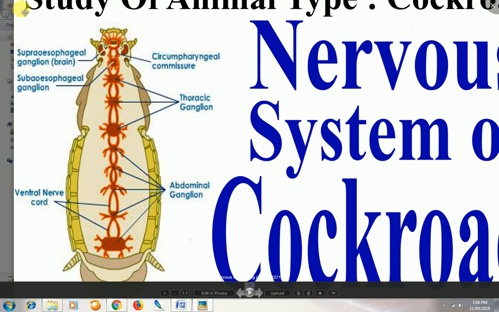Central nervous system 3 parts mein divided hai, supra oesophageal ganglion, sub oesophageal ganglion and circum oesophageal ganglion. Usme jo supra oesophageal ganglion hai, ise hum main brain kehte hain. It is considered as the main brain of a cockroach, because ye 3 part mein divided hai. Supra oesophageal oesophagus ke upar hai, sub oesophageal oesophagus ke niche hai, aur circum oesophageal ekdam center pe.